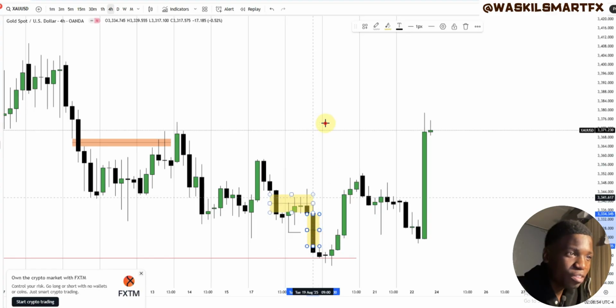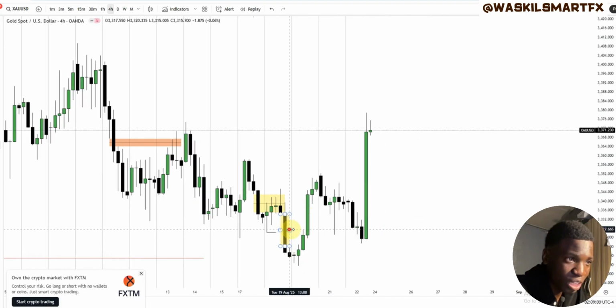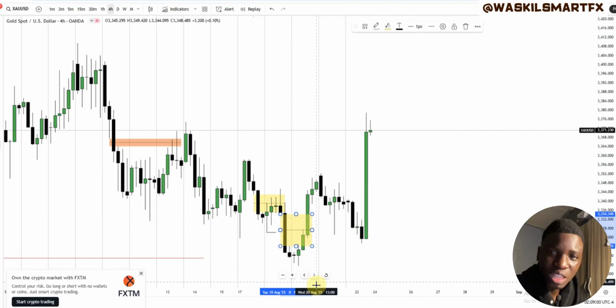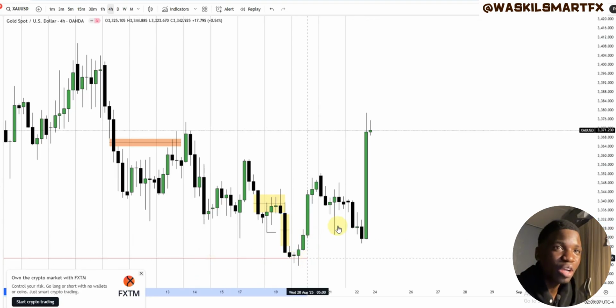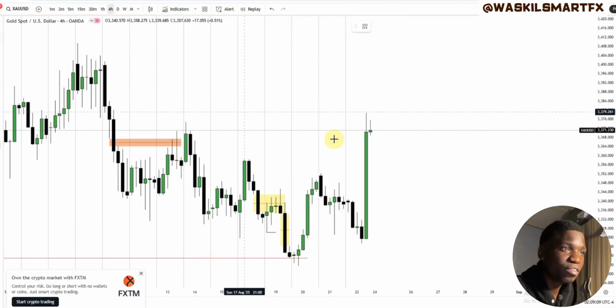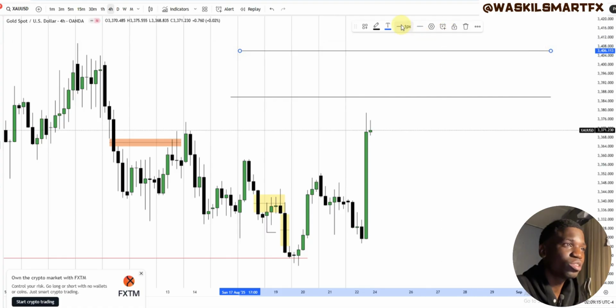If this fair value area did not work, it means that the market will use this fair value gap for sell and continue the sell. That is what the fair value gap is used for. But the moment the market gets to the fair value gap, it means that we have a bullish support level and we have a bearish resistance level. That is what it looks like.